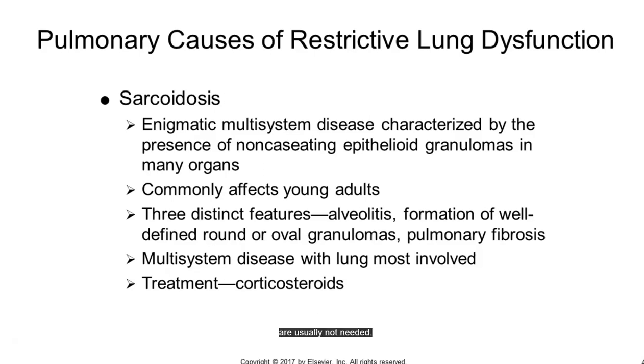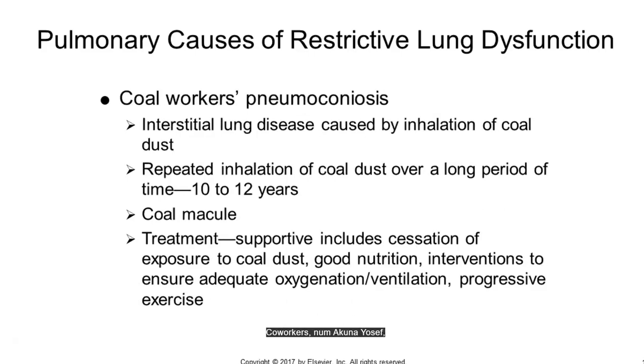Treatments are usually not needed, but when given, steroid-sparing agents are the drug of choice. Corticosteroids may be used to suppress alveolitis and granuloma formation. Coal workers' pneumoconiosis is an RLD caused by long periods of exposure to coal dust, 10 to 12 years.